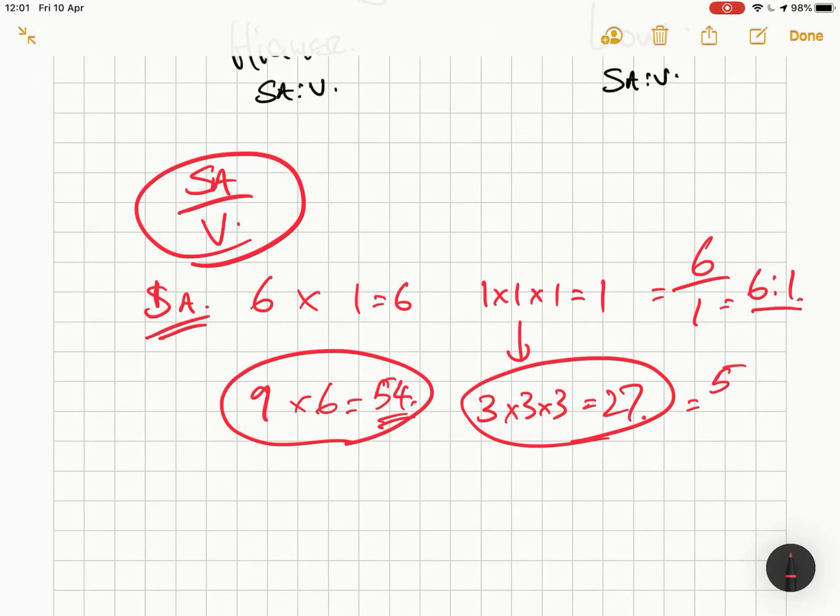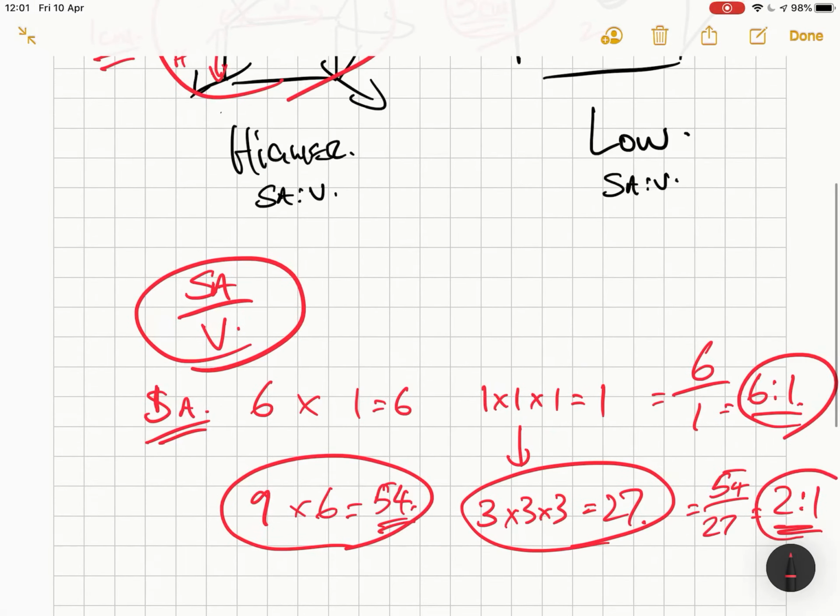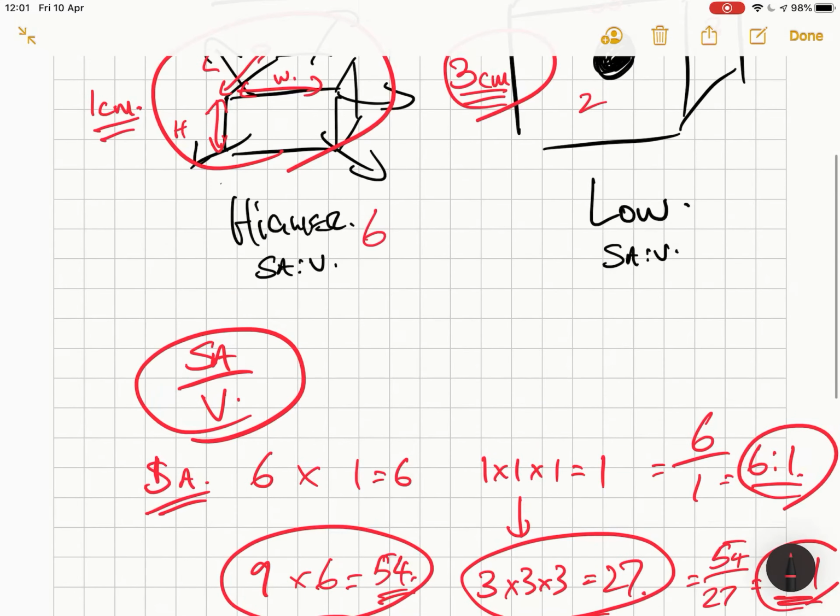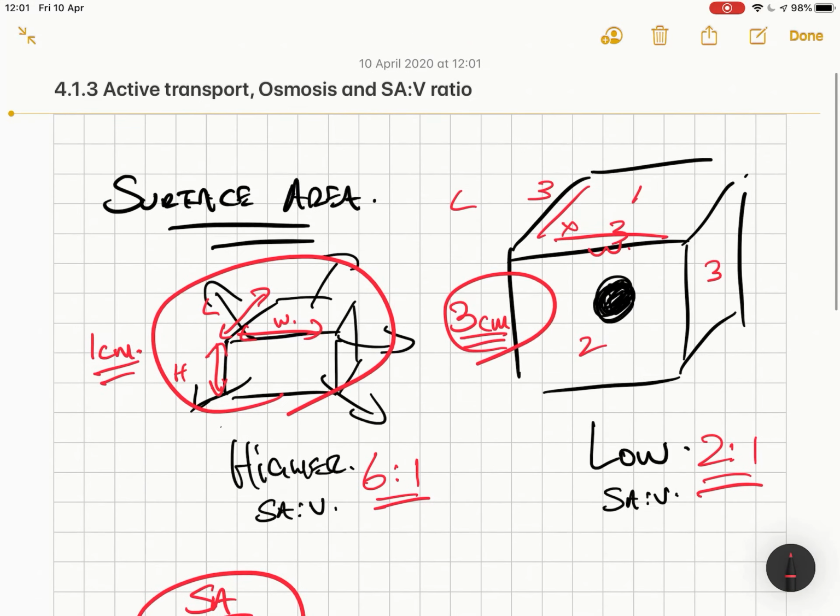In exactly the same way, we're going to do the surface area, which is 54, divided by the volume, which is 27. You do that, the ratio is going to be 2 to 1. So we can say our final surface area to volume ratios are: here we have a surface area to volume ratio of 6 to 1, and here we have a surface area to volume ratio of 2 to 1. So this is higher and this is lower.